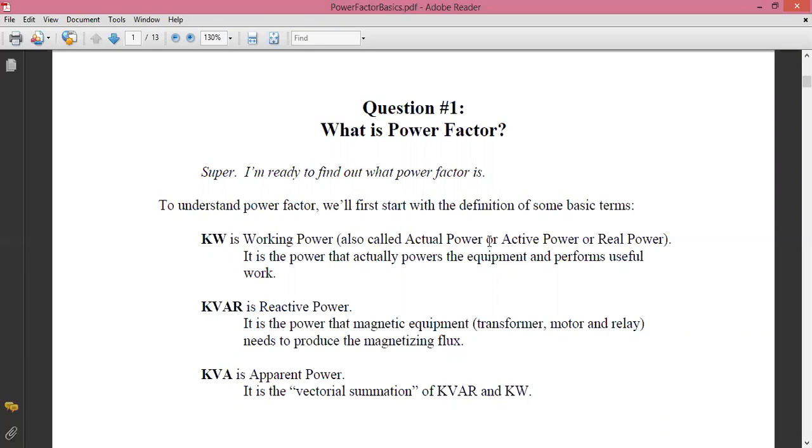So if I talk about the power factor in terms of power, you know in an AC circuit we have three types of power available: active, actual, or real power, apparent power, as well as reactive power. Clear?